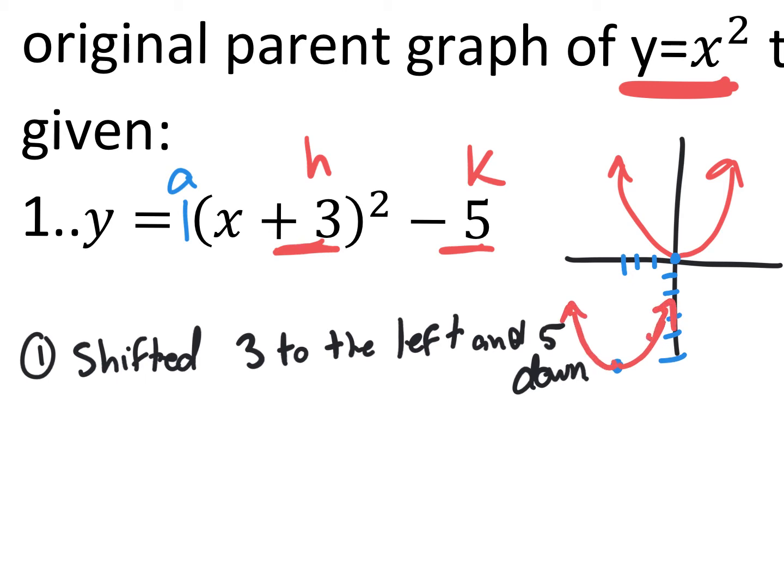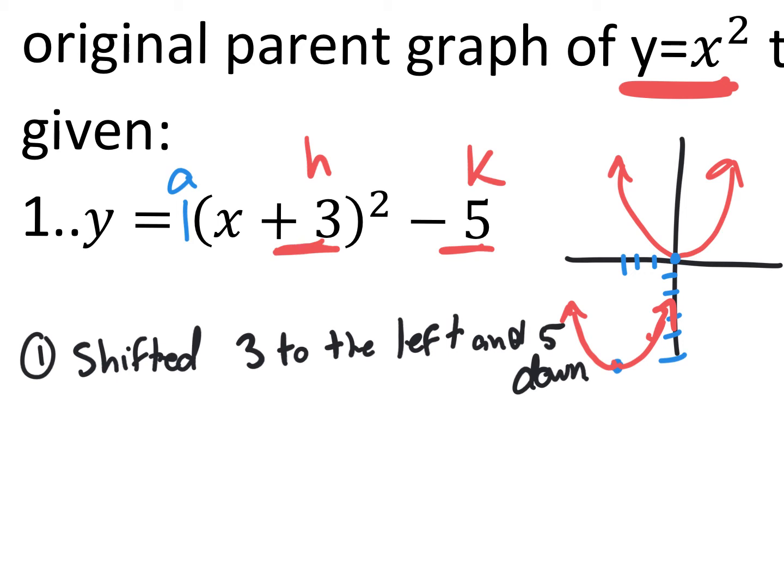It does not get wider. It does not get narrower. It still opens up because that's what the A value tells us. So it only gets shifted 3 to the left and 5 down. So you should be able to identify which is your correct parabola if you understand these different transformations.